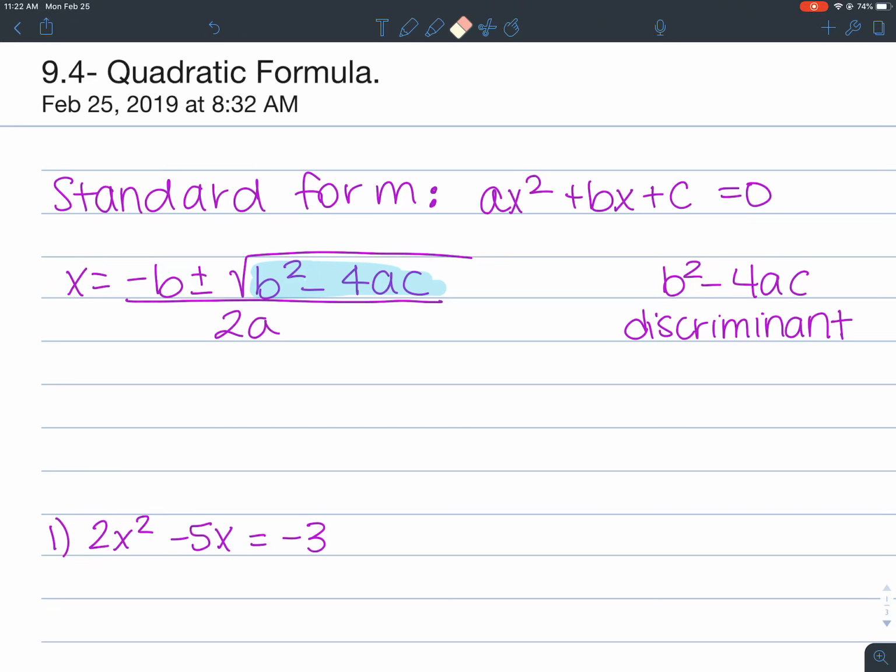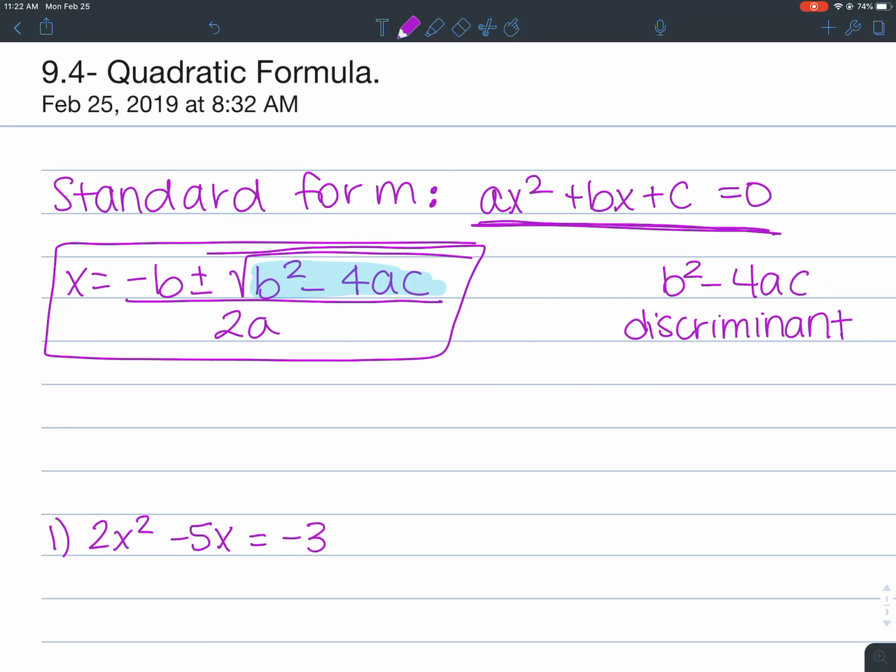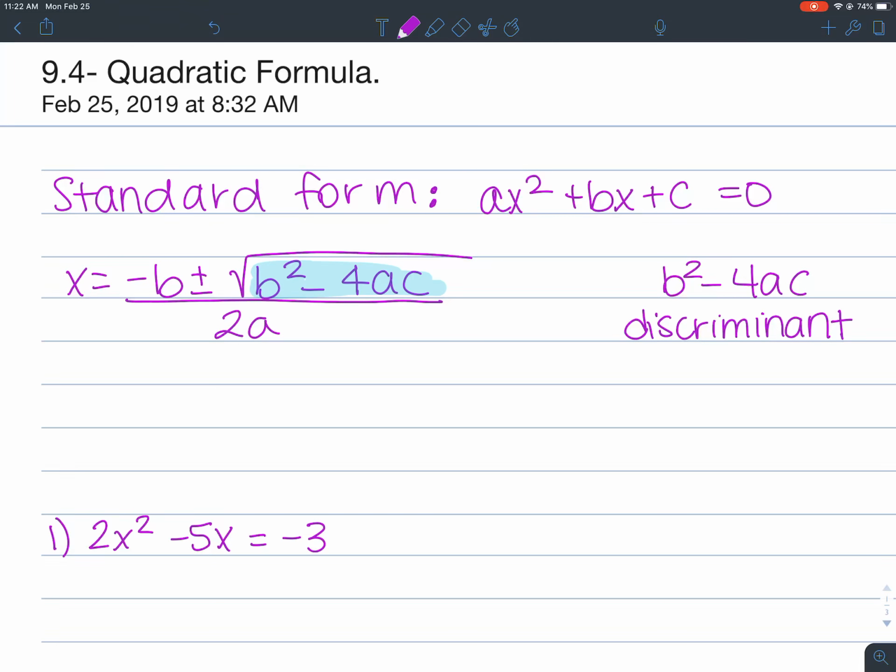Today's notes are in lesson 9.4, which is on the quadratic formula. I've written the standard form up above, and then I've also written the quadratic formula here. So go ahead and take some time to copy that down. So this is your quadratic formula.